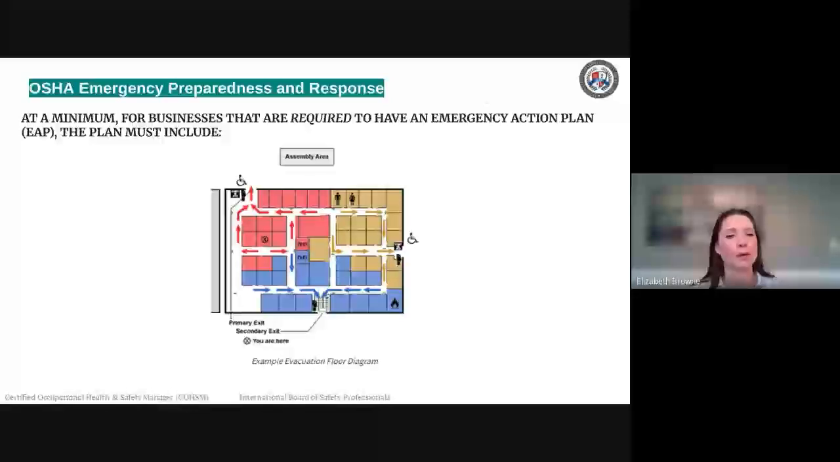OSHA has some minimum requirements for an effective emergency preparedness and response plan. At a minimum, businesses are required to have an emergency action plan, which must include evacuation floor diagrams. Those evacuation floor diagrams must include a primary and secondary exit, show the pathway to those, and not utilize elevators. You cannot have an exit that goes through a bathroom. You have to account for anyone with, like, a wheelchair: how are we going to safely get them to a place of refuge? And then you also have to identify your assembly area.